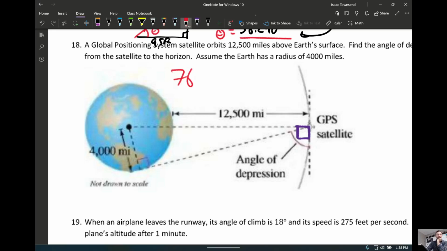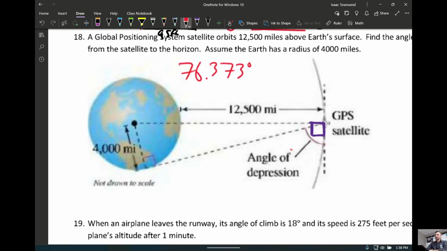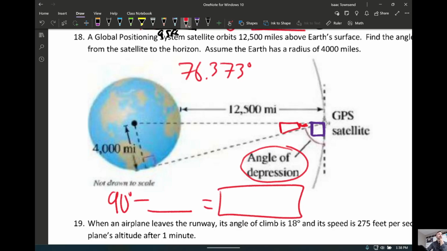Okay, for number 18, I'm getting an answer of 76.373. So if you didn't get that, it's probably going to be an easy fix, but this is what you were trying to find. You need to realize that these two are complements. So if you can find this angle of the triangle, you could subtract that from 90 and get your answer. Everybody okay with that? So then it came down to trying to find this angle of the triangle.